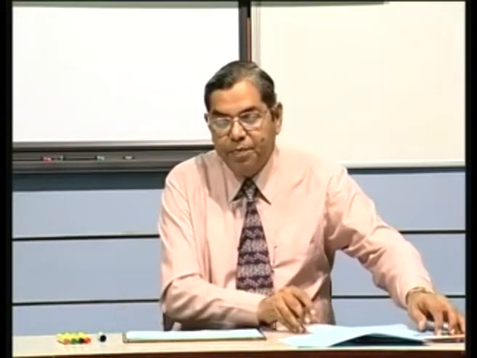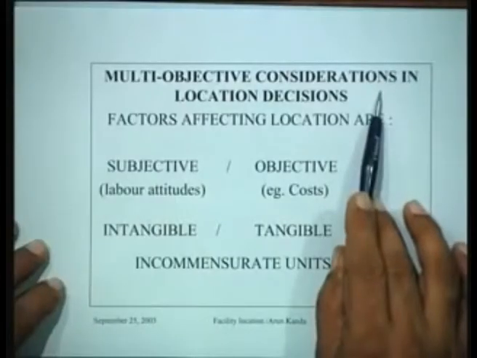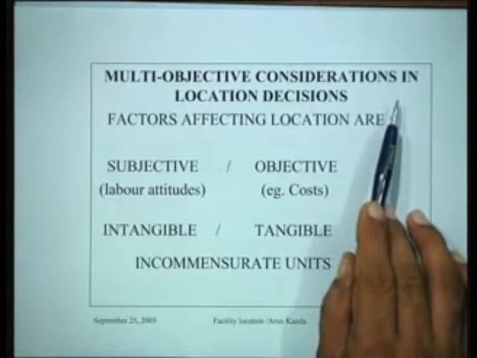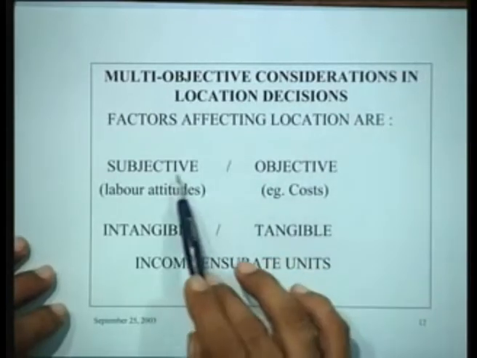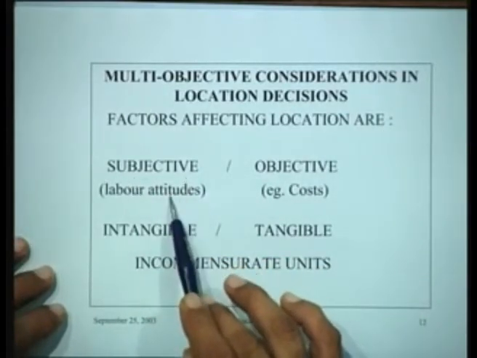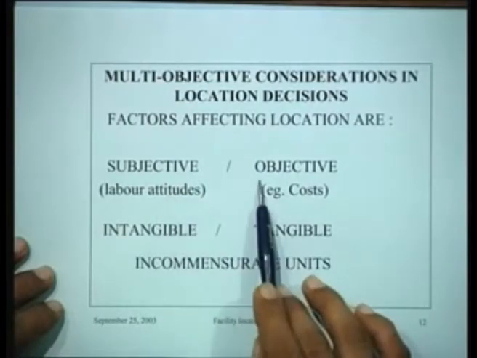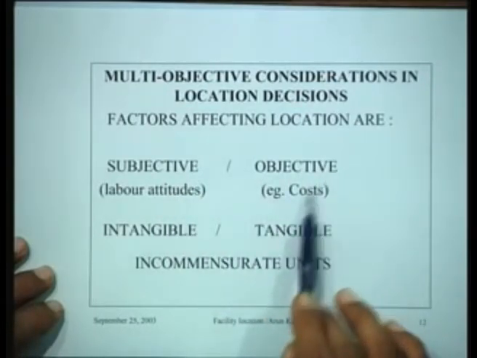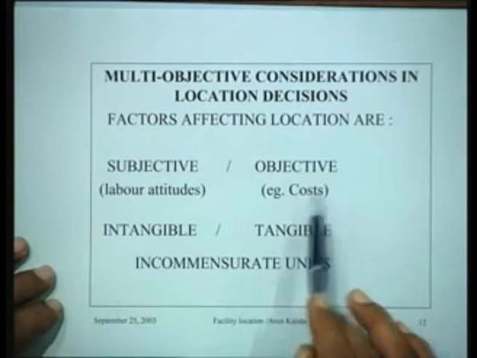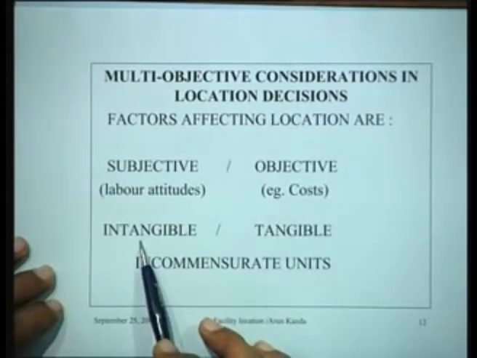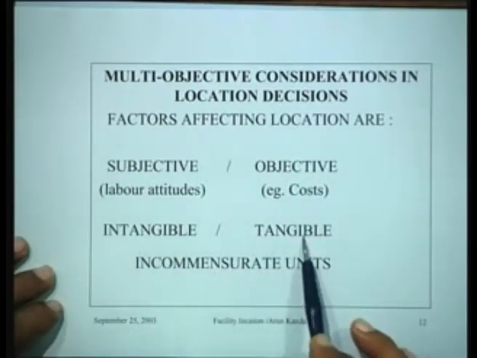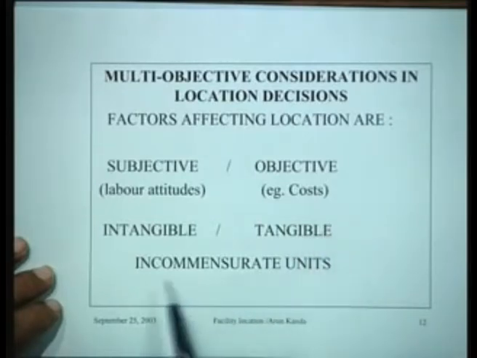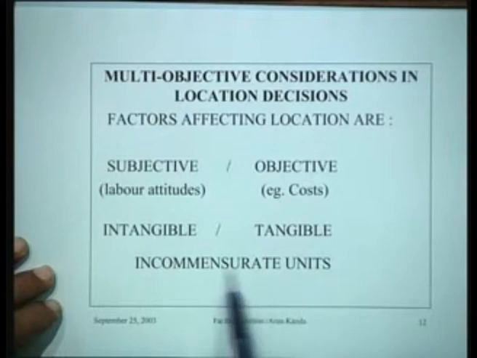Now, as we said, plant location decisions involve multiple objectives. We had a look at the kinds of factors that are involved. Some of these factors could be subjective, like labor attitudes. Some of these factors could be objective, like costs. Some of the factors could be intangible. Some of the factors could be tangible. And many of these factors would be generally measured in incommensurate units.